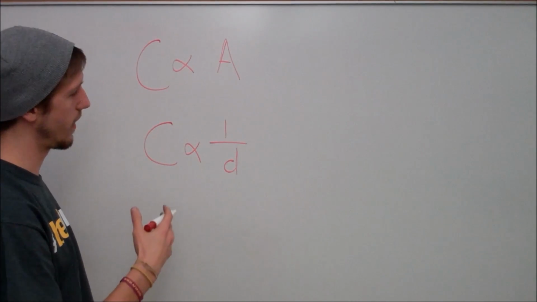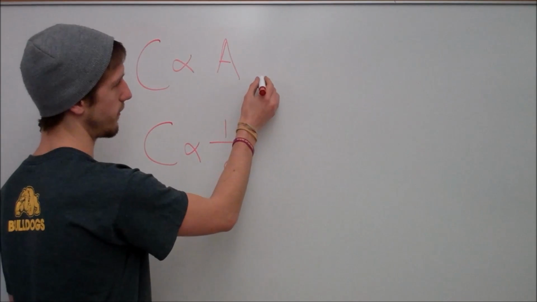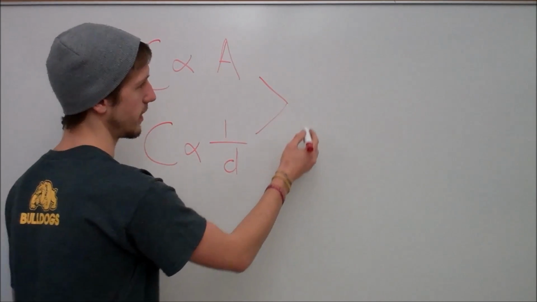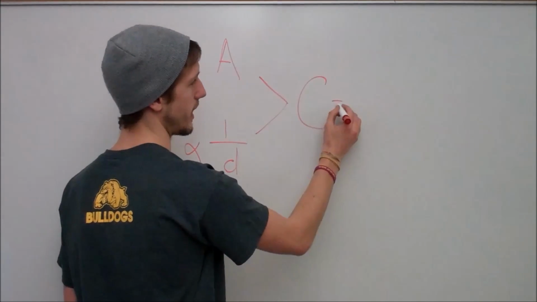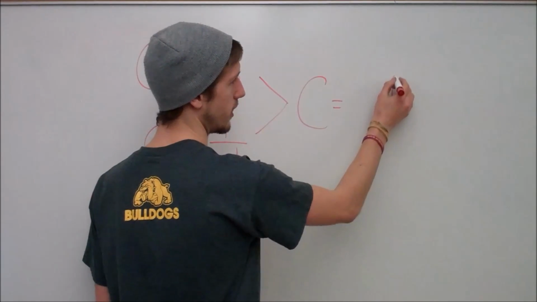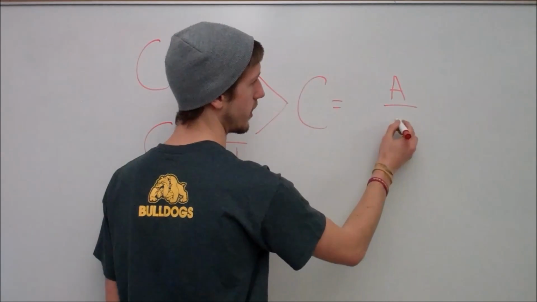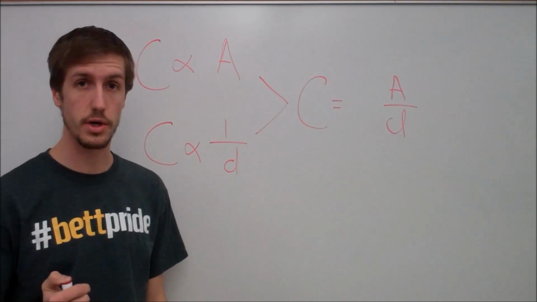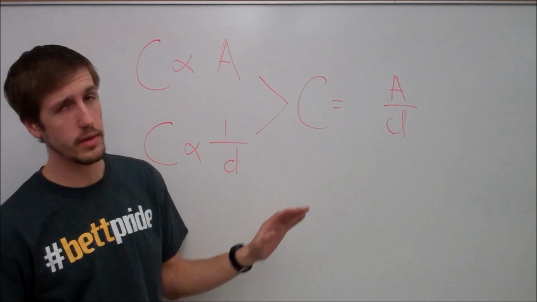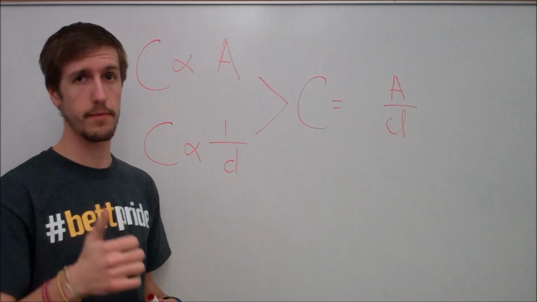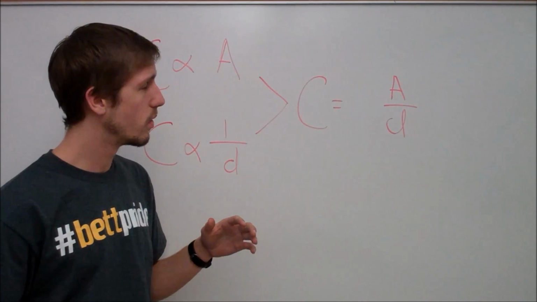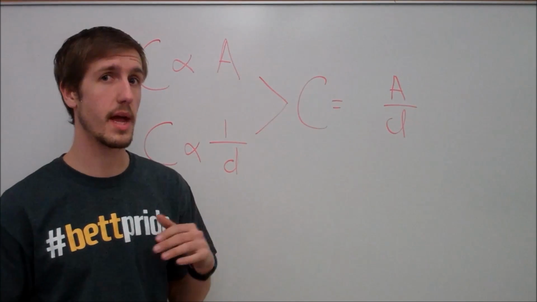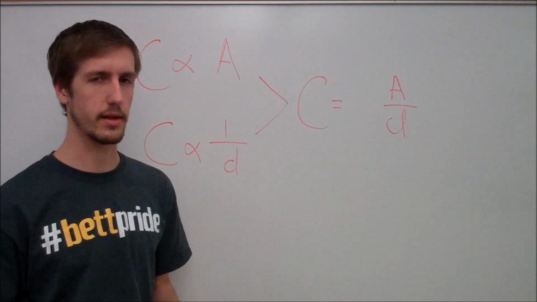So let's put these into a formula together. Would it look something like this? Capacitance is equal to area over distance? Yeah, that's true. But there's one thing that I want to add to this. First off, what about my dielectric? We haven't taken that into effect at all.